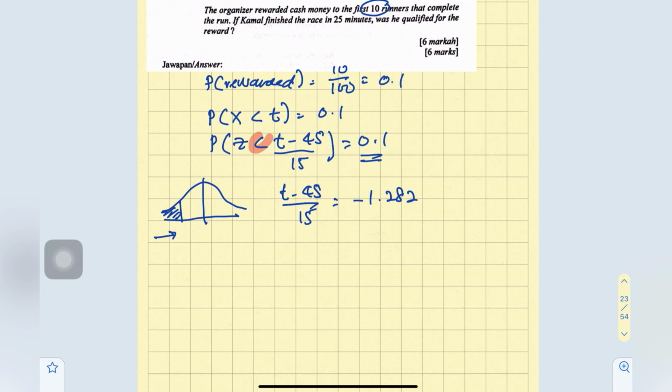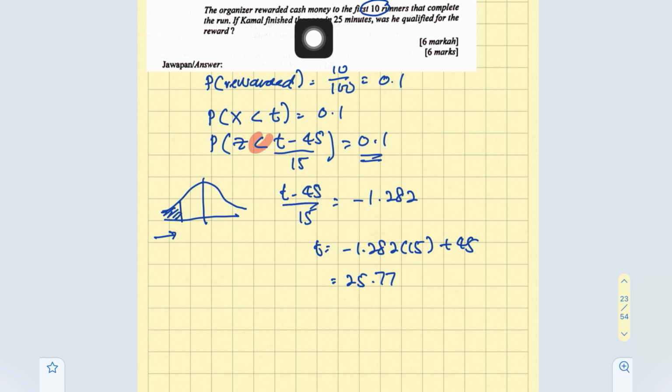Okay, so then kita bolehlah cari T. T equals to negative 1.282 times 15 plus 45. So kita dapatlah 25.77. Okay, so ni masa yang ditetapkan oleh penganjur, organizer tu. Tadi Kamal dia 25 minit. So 25.77 is more than 25. So Kamal dia qualified for the rewarded. So yes jawapan dia.